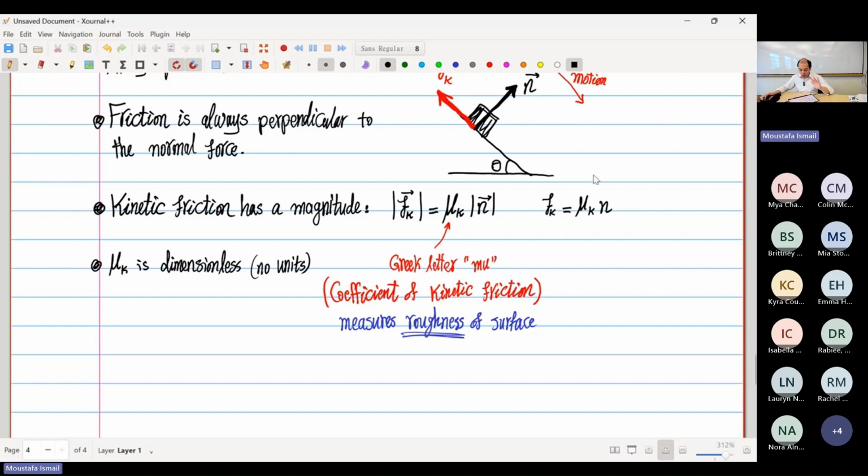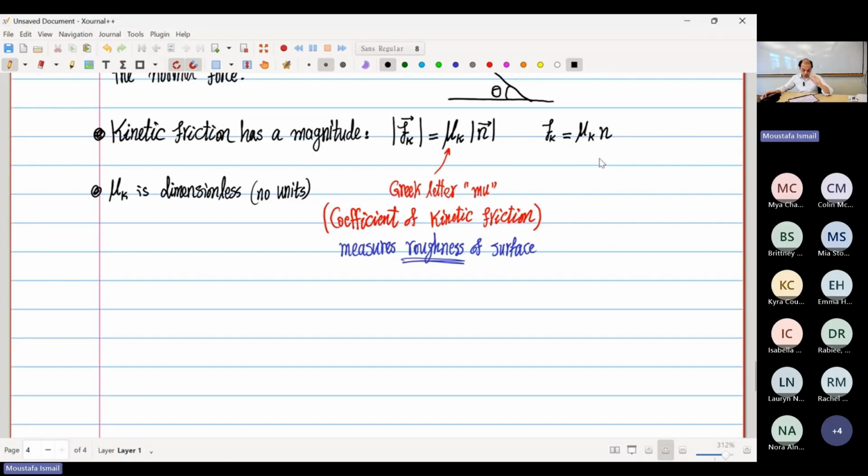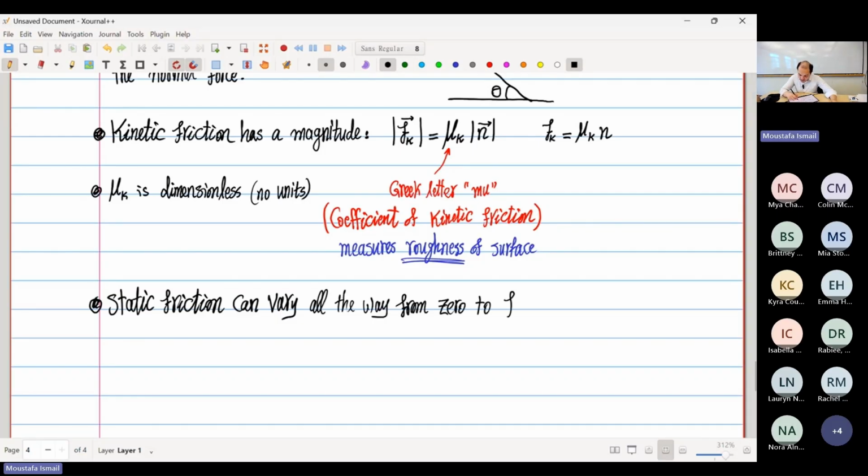This is kinetic friction. It always has this formula, but static friction doesn't always have this formula. So static friction is tricky. Static friction can vary all the way from 0 to a maximum value that we denote F_s max.